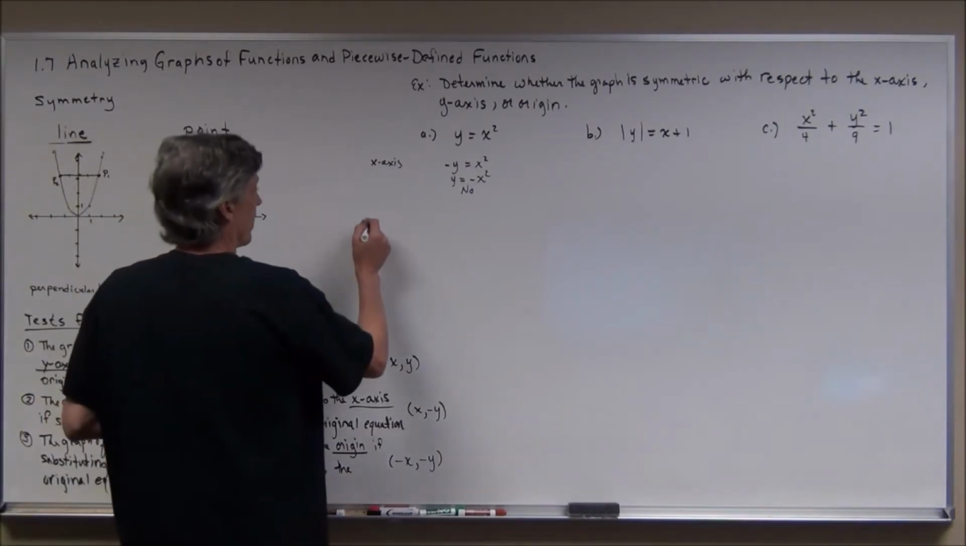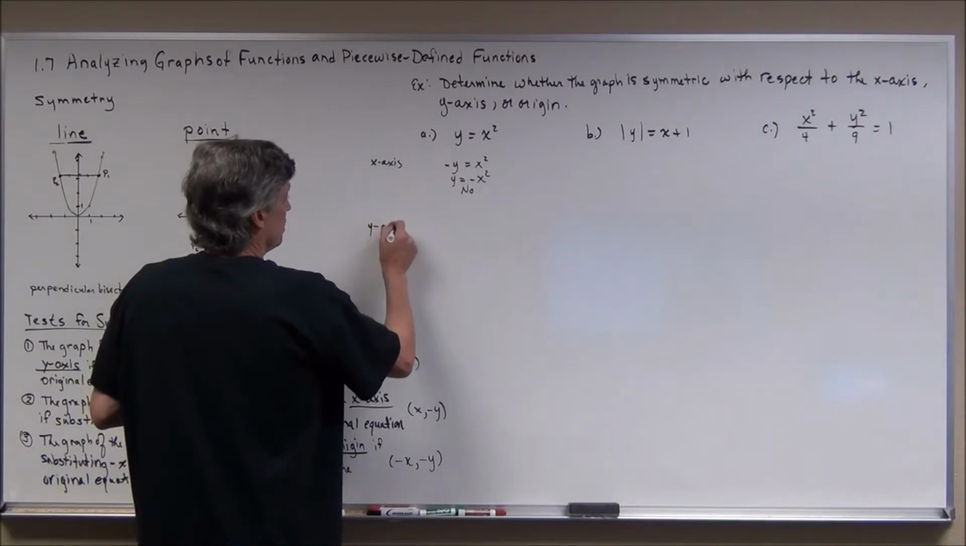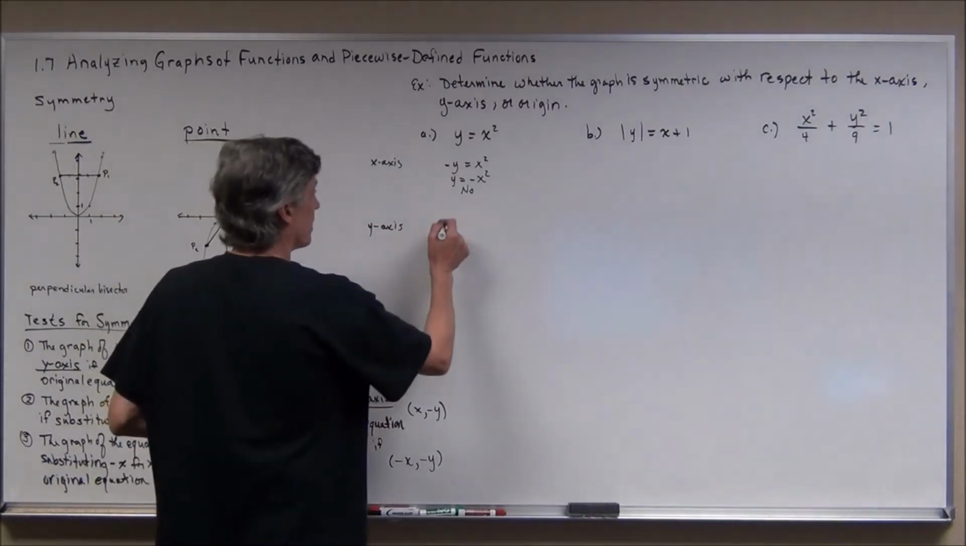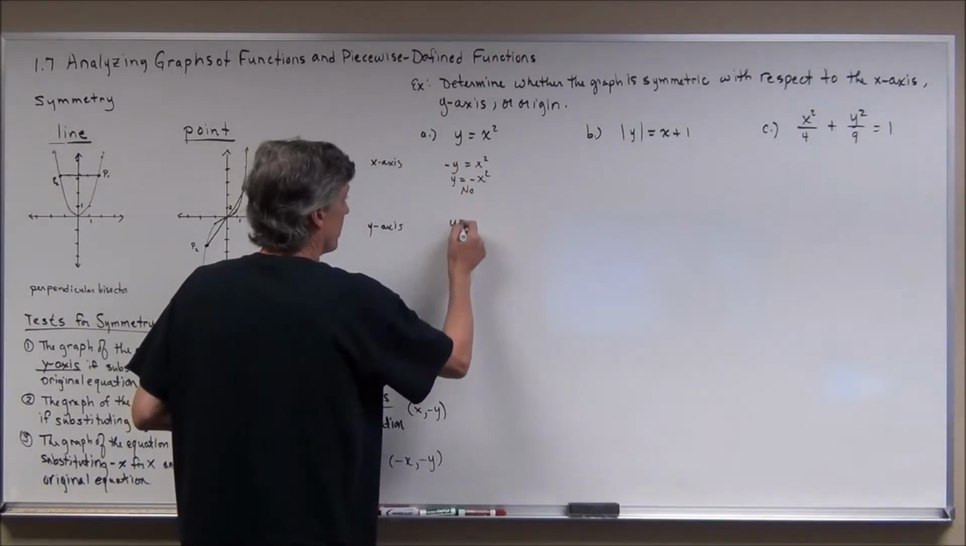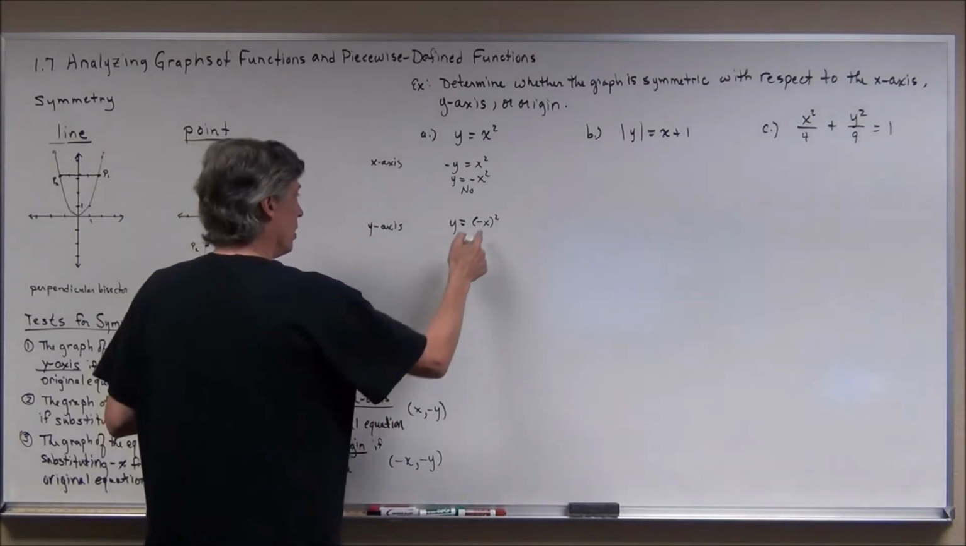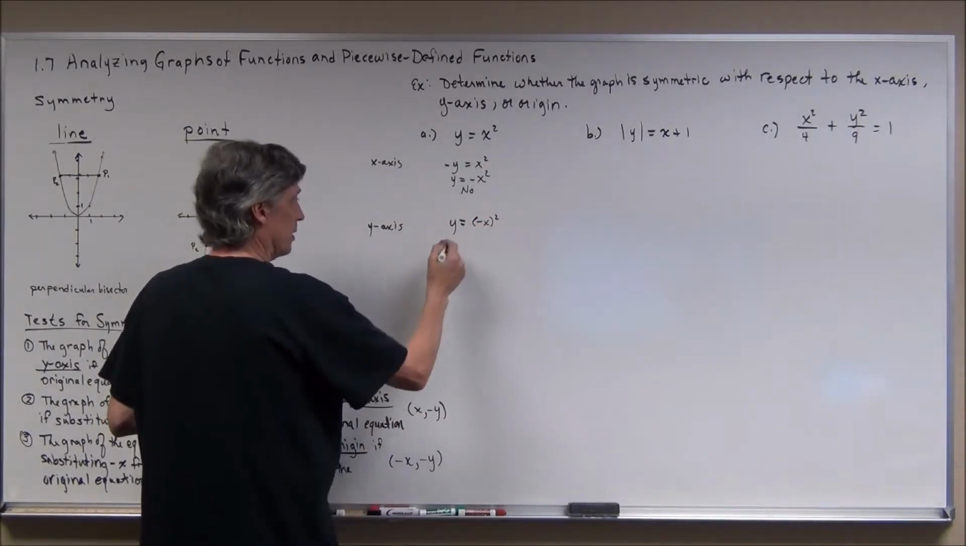So let's check for the y-axis here. For the y-axis, I plug in the opposite of x in for x and y in for y. So that would give me y equals the opposite of x in for x there, quantity squared. Well, the opposite of x squared is the opposite of x times the opposite of x.